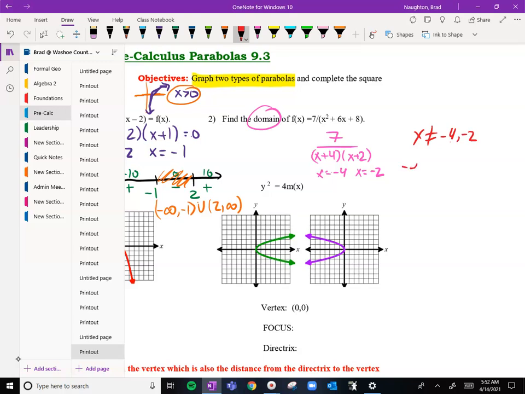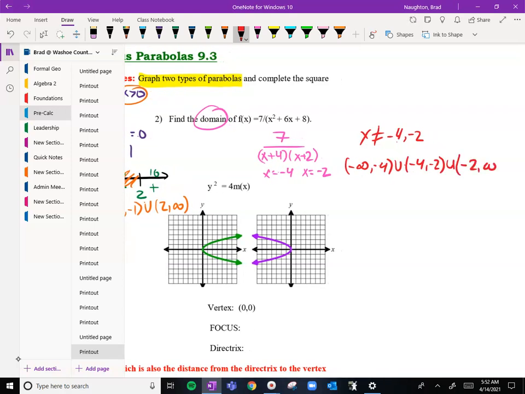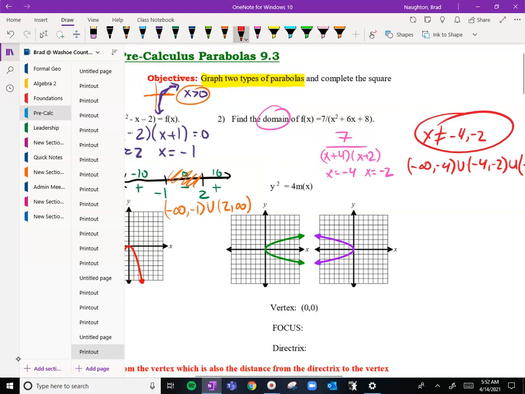It really should be negative infinity to negative 4, and then negative 4 to negative 2, and then another union, and then negative 2 to infinity. That's another way to do it, but this looks a lot easier, and I think we get the gist. And since it's just review problems, we're good to go.